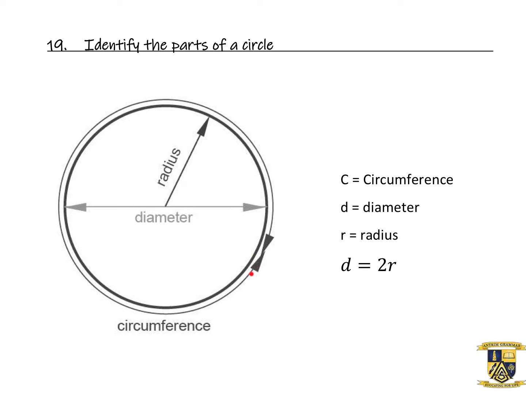We have the distance around the outside of the circle called the circumference. So it's a special name for perimeter when it becomes a circle. Circumference, the distance around the circle. We call that C for short.